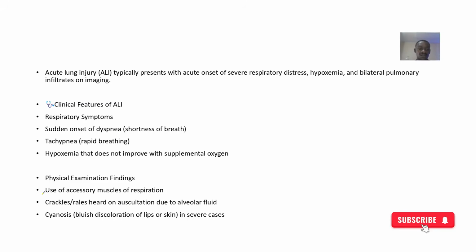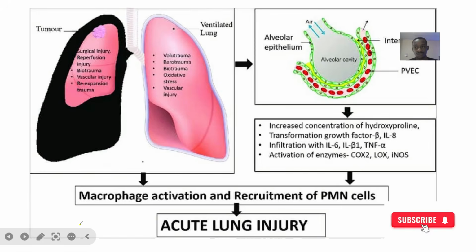Then physical findings: you see that the patient is straining to breathe, so they are using accessory muscles. You hear crackles and rales. That's basically when you try to listen to how they are breathing. Then because oxygen is not reaching tissues very well, the body becomes bluish, especially in children.